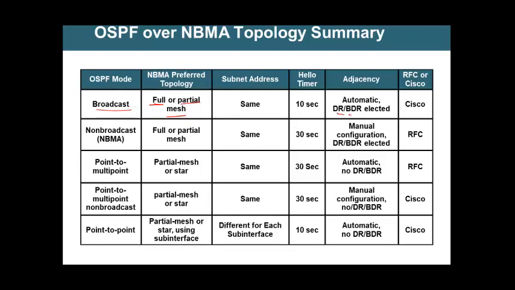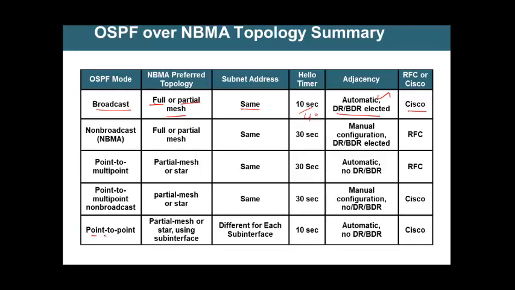You will have a DR-BDR election. Neighbors are automatically discovered. And this type is a Cisco standard. All need to be in same subnet. The timers are 10 and 40.